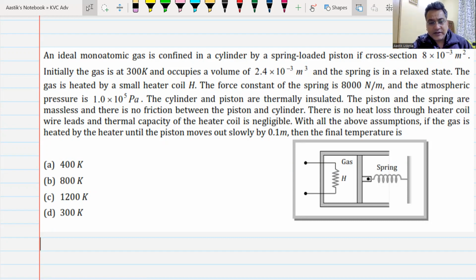Cylinder and piston are thermally isolated. Cylinder and piston are massless. There is no friction. There is no heat loss. Most of the questions are like this. Everything is ideal. With all the above assumptions, if the gas is heated by the heater and the piston moves by 0.1 meter, what is the final temperature of the gas? I'll give you 5 minutes to solve this question.